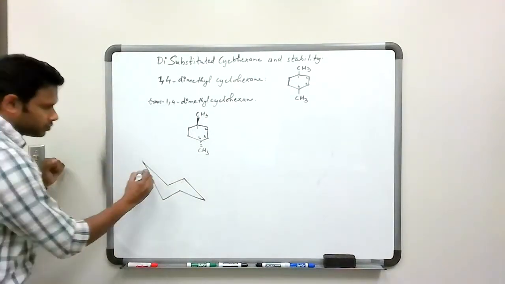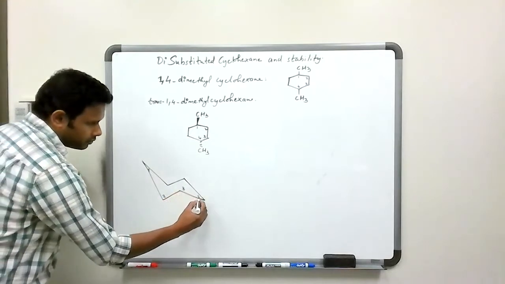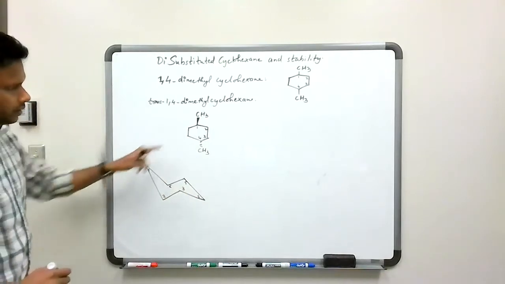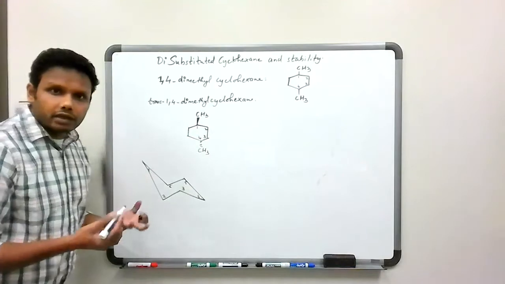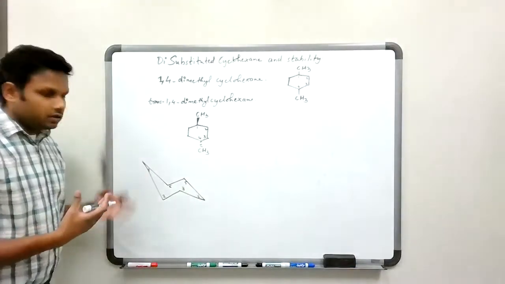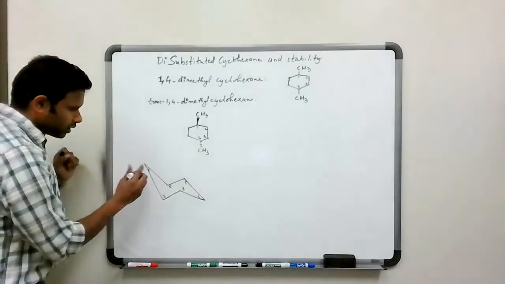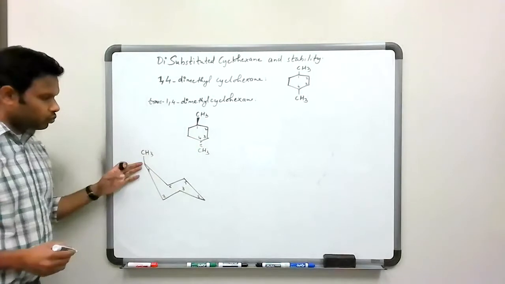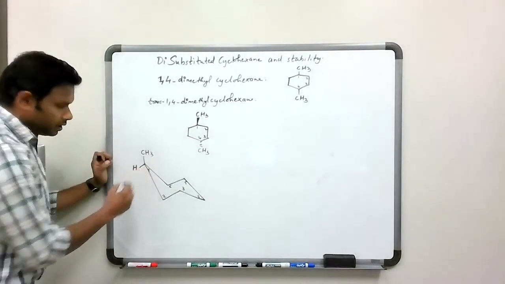Okay. That's one chair. We have 1, 2, 3, 4, 5, and then 6. 1, 4, and this is trans. So on 1, again, like I said, I like to put the first group in an axial position arbitrarily. That's what I prefer to do. So I'm going to put the methyl on carbon 1 in an axial position. There is a hydrogen in equatorial.